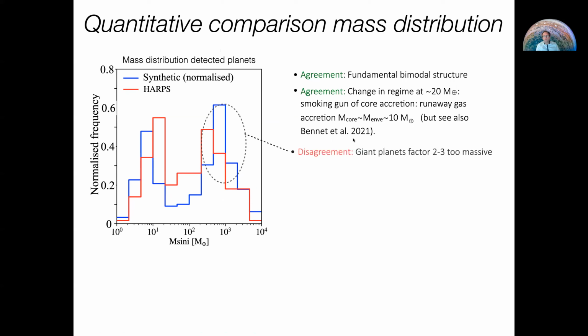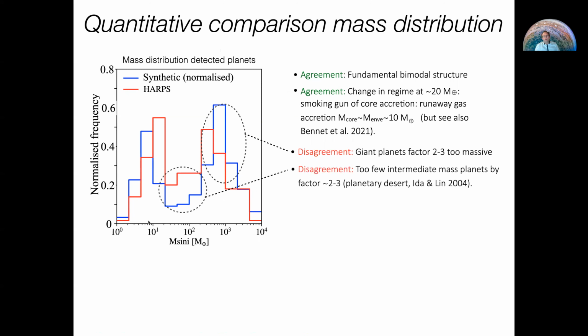In terms of differences, we see first that the giant planets, the synthetic ones, are too massive, and we also see that we have too few intermediate mass planets, and this is nothing else than the planetary desert in Ida and Lin, and it keeps coming up in many, not only ours, but also in many other synthetic planetary populations, because it's so inherent to the core accretion paradigm. So we have to understand what is going on. And these 2 points, of course, both point towards too fast gas accretion.